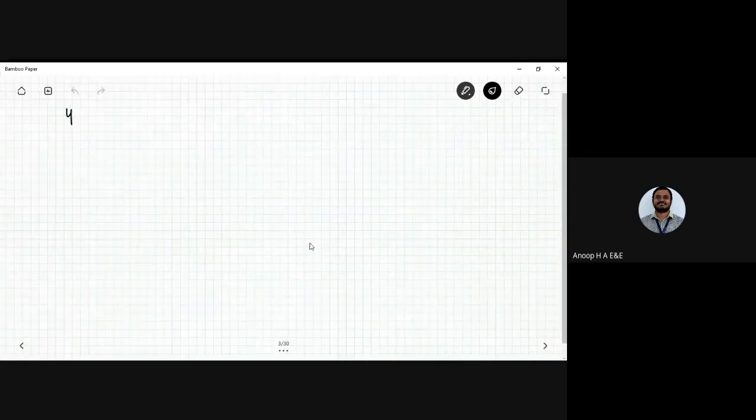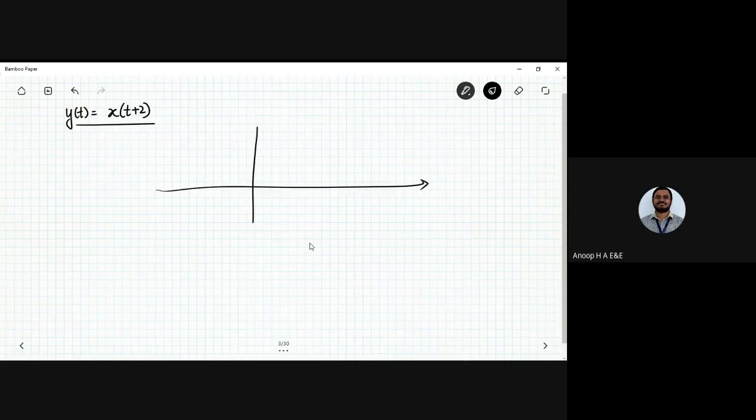The representation of y of t, that is x of t plus 2. From the given signal, you can write x of t plus 2 like this: 0, 1, 2, 3, 4 and 5. So this is -1, this is -2, this is -3. You can see that there is a translation, or a movement, of the original signal by 2 units to the left.